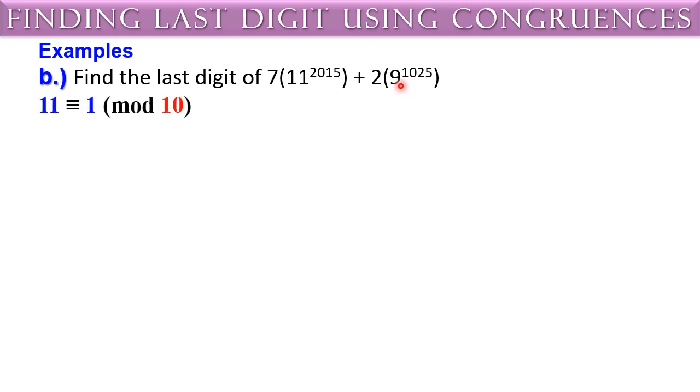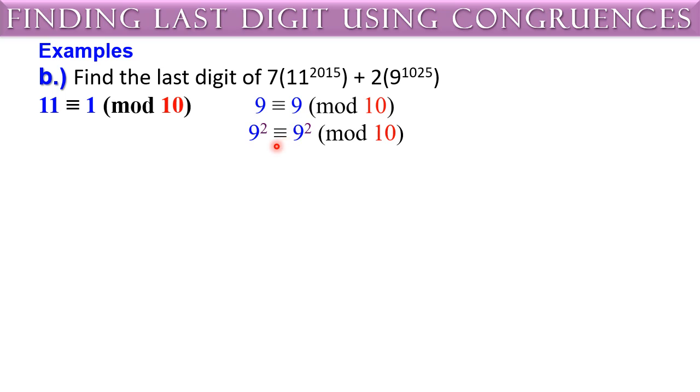To start with, we have 11 is congruent to 1 modulo 10. Since this expression shows a remainder of 1, we are not going to continue further. Proceeding to the base of 9, we have 9 is congruent to 9 modulo 10. Since the remainder is not yet 1, we need to proceed further.